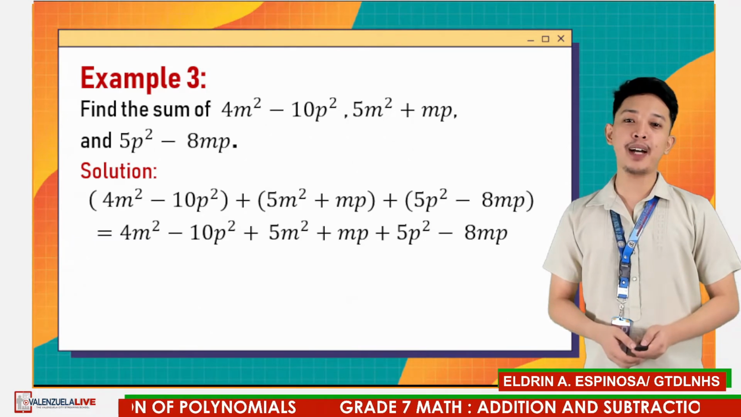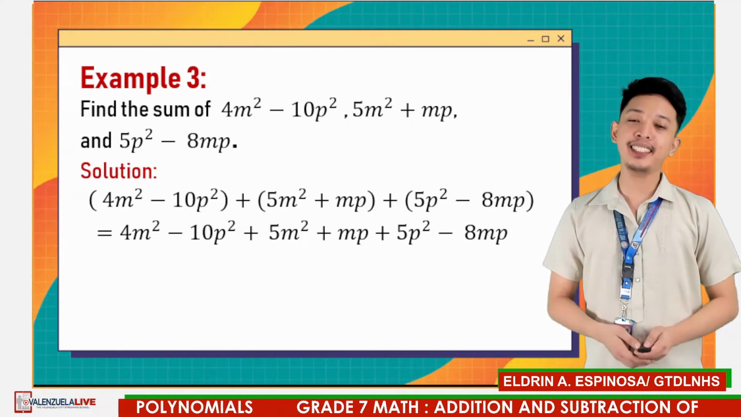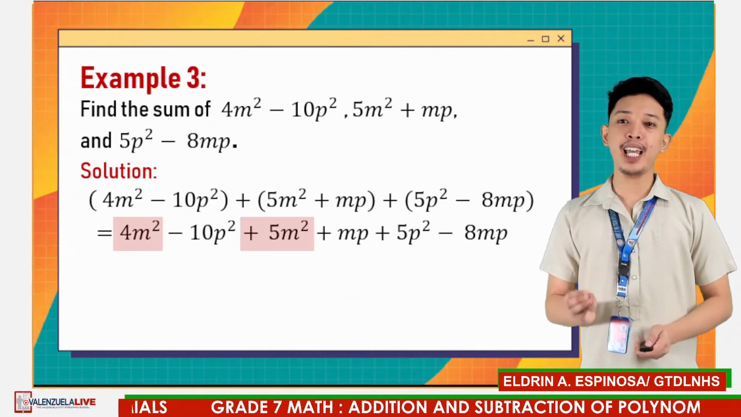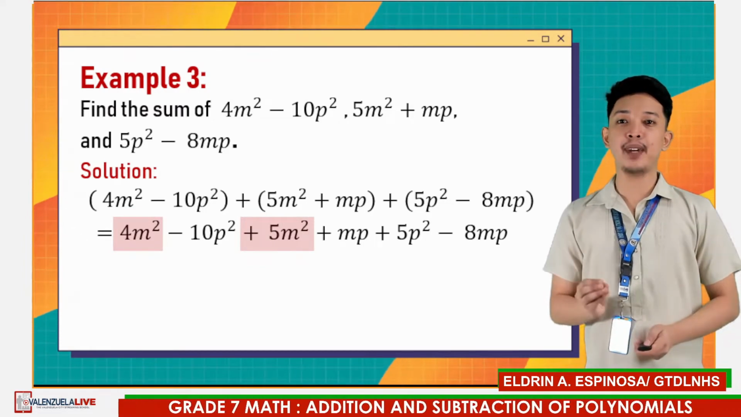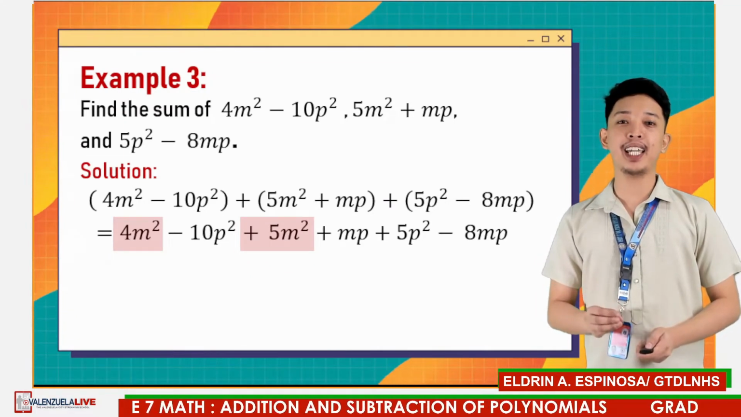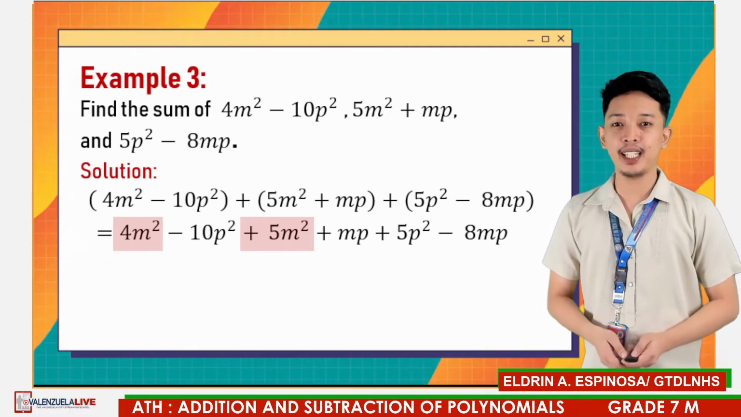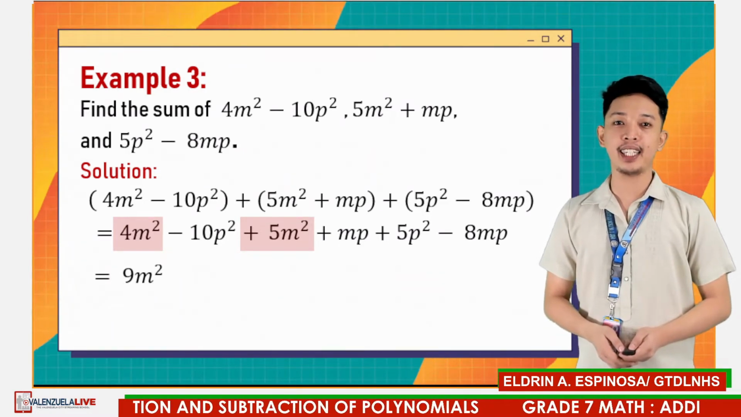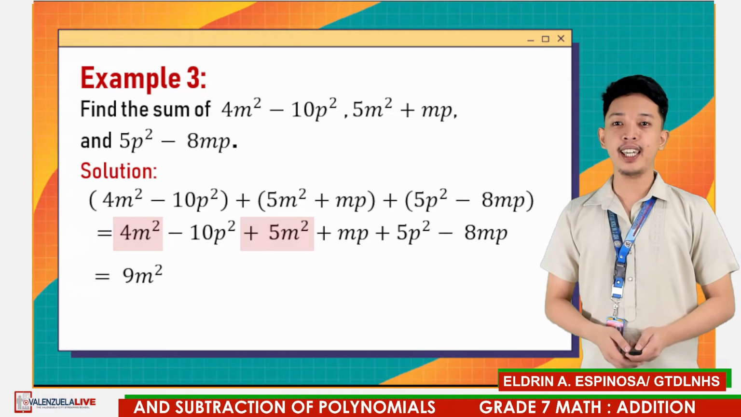Now, we can combine and simplify the similar terms. 4m squared plus 5m squared, add the numerical coefficients. 4 plus 5 is 9. Then copy the literal coefficient, which is m squared. So we will have 9m squared.